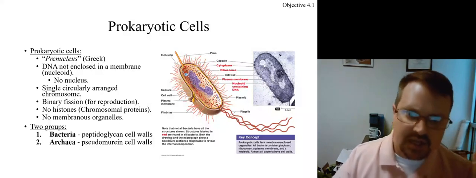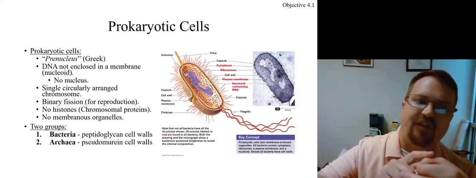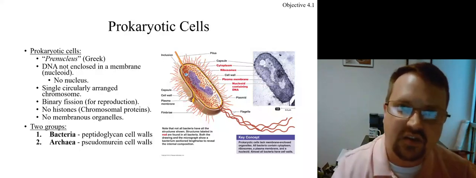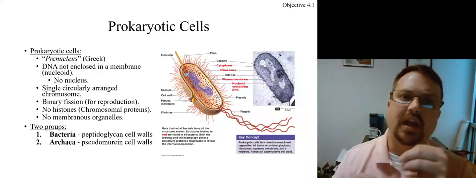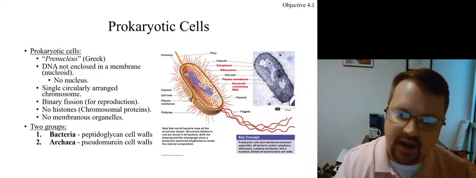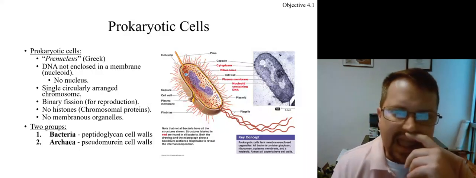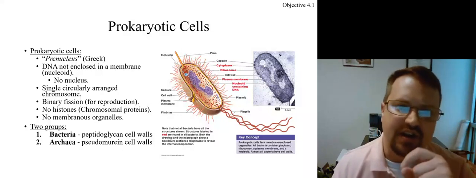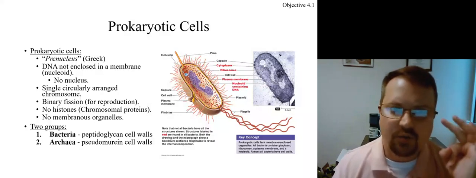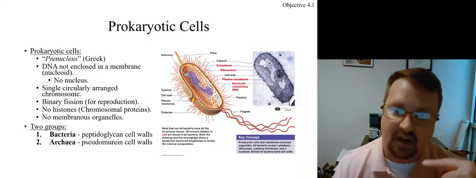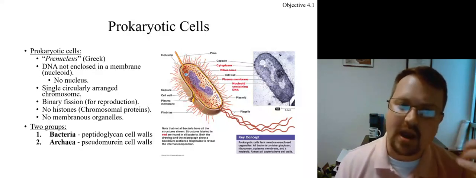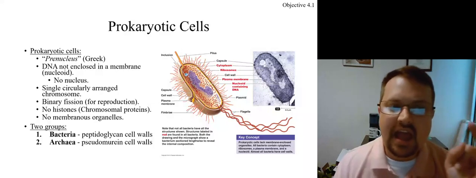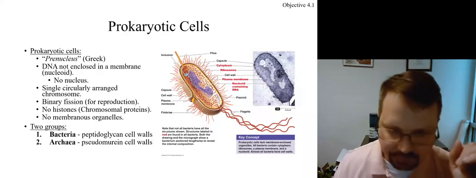In general biology, we learned about histones. Histones are a set of proteins that are found in chromosomes. The DNA wraps around the histones. The presence of histones is an important thing when it comes to eukaryotes versus prokaryotes. And remember, there are no membranous organelles in a prokaryote. Prokaryotes are not going to have things like a Golgi and endoplasmic reticulum. They're not going to have membrane-bound organelles. The bacteria have peptidoglycan in their cell walls, and the archaea have pseudomurein.